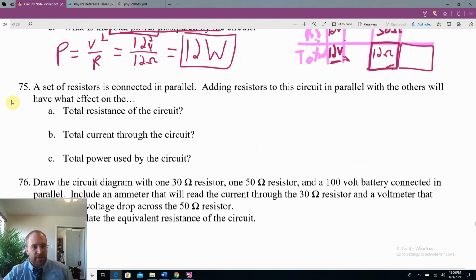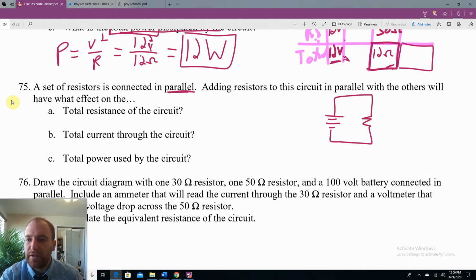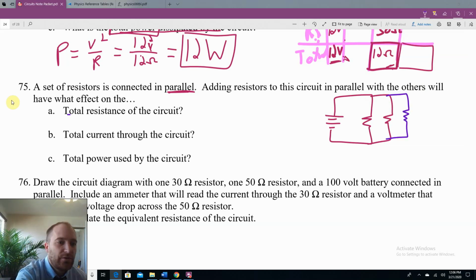75. A set of resistors is connected in parallel. Adding resistors to the circuit in parallel with the others will have what effect on the... So I've been trying to bring up this idea a few times here. What I'm saying is we've got a battery, we've got a resistor, and another one. And now I'm going to add an extra resistor in parallel. So I'm just going to add this branch right here. What does that do to the total resistance?